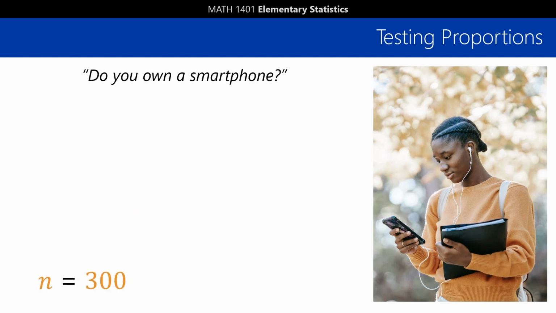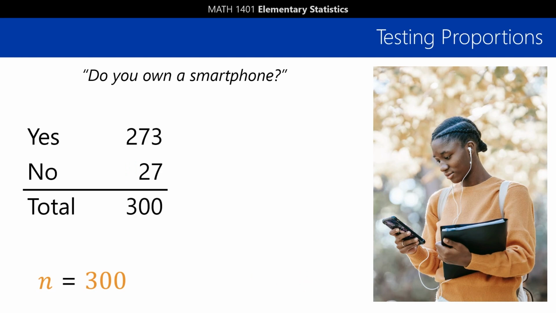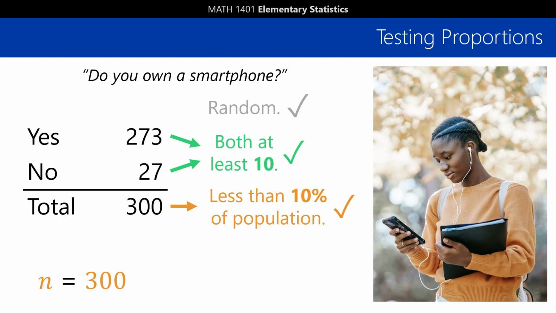Okay, time for data collection. Suppose you survey a simple random sample of 300 students. 273 of them say that yes, they do own a smartphone, while 27 of them say that no, they don't. Let's check our conditions. We already said that the sample was random, so that's good. Also, our yeses and nos are both at least 10, and 300 students is less than 10% of the population, assuming the college is large enough. So we should be good to proceed with our hypothesis test.